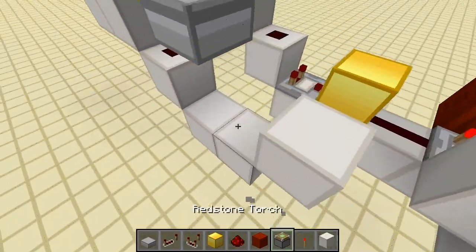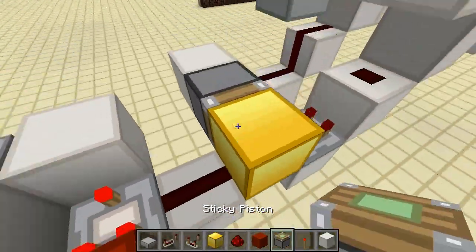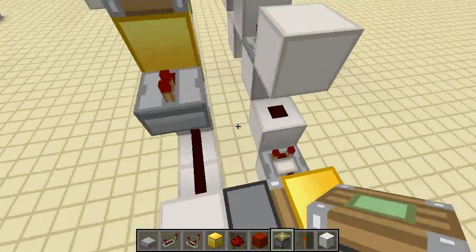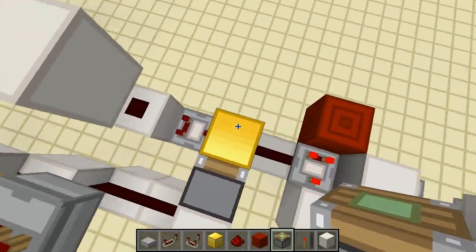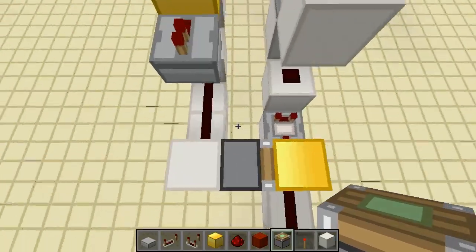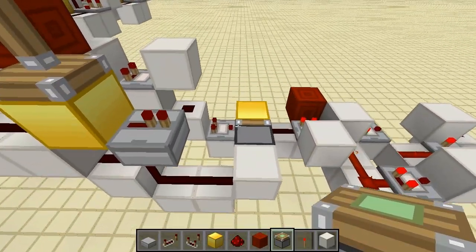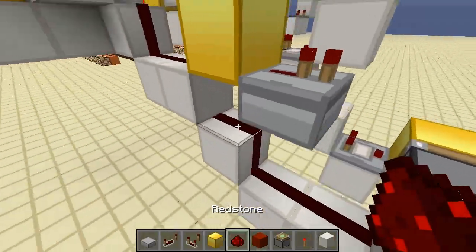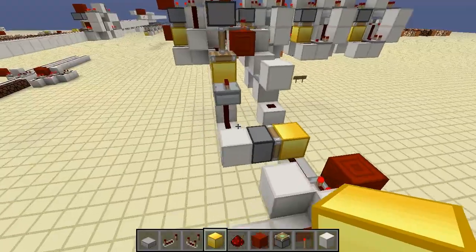There, to a piston which cuts off this signal. We could also just input 15 into the side of this comparator now that I've thought about it, which would probably be a better way of doing it. Oh well, this is slightly faster. And that will cut off the signal and give us a 0 out here.